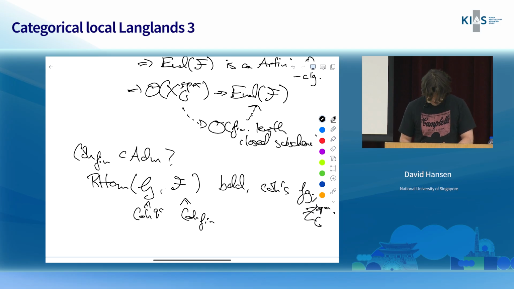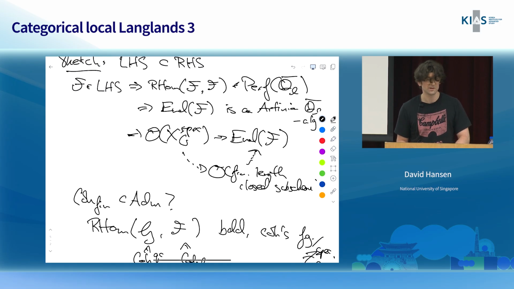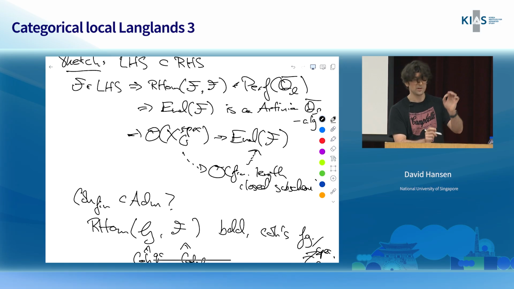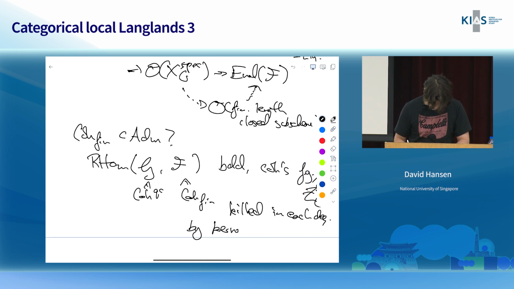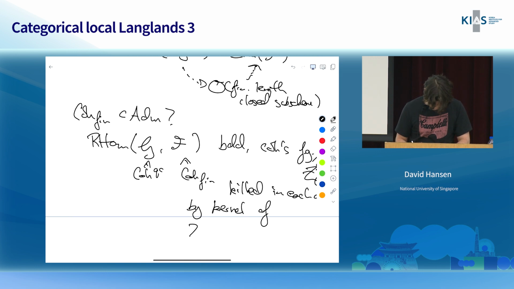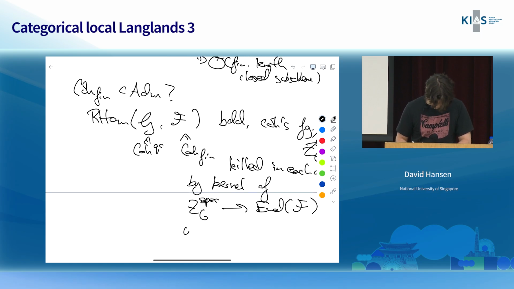And finally, F has this property that endomorphisms of F are Artinian, right? Because remember, F lives on finitely many fibers by assumption. And so F is killed in each degree by the kernel of Z^G spec mapping to endomorphisms of F, and this cuts out, has Artinian quotient. Say I.